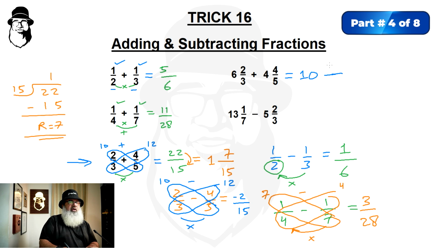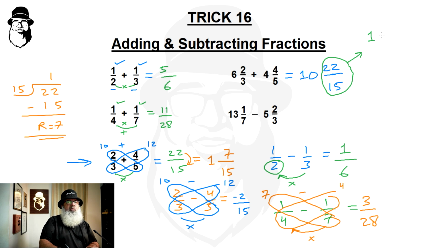But we cannot write 22 over 15 here. It's wrong because the numerator is bigger than the denominator. We have to write it in this form. So 7 over 15 we have here, and this one 22 over 15. Now we know this 22 over 15 is equal to one whole number 7 over 15.